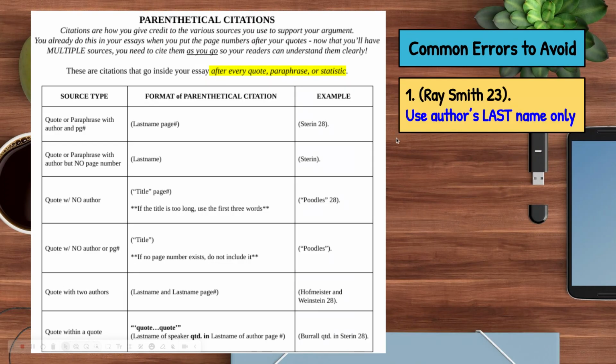The first common error is you should only be using the author's last name. Notice how in this one it says Ray Smith 23, right? I don't need Ray. I don't need the author's first name, just the last name and the page number.